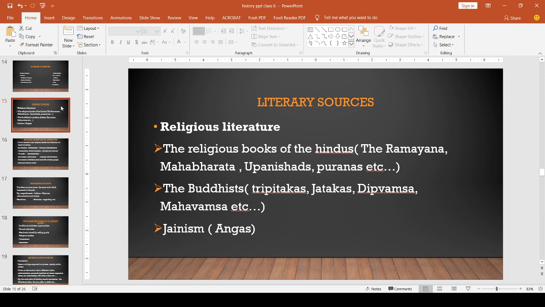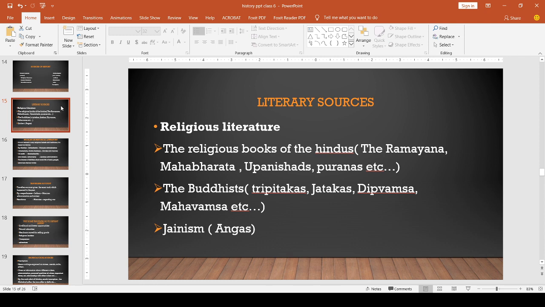Puranas, though full of mythology, still provide useful information regarding certain historical dynasties, historical rulers, etc. All these books provide useful information about ancient India. So we can collect ancient information, we can collect history through this religious literature. Understand what is religious literature?